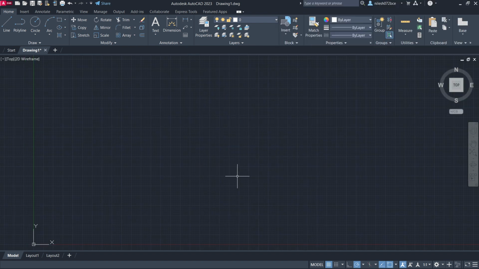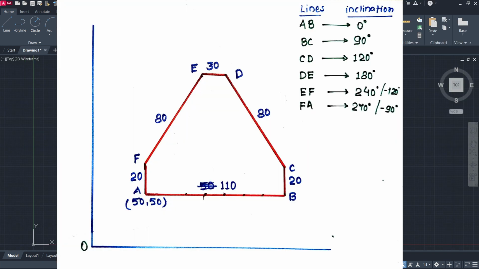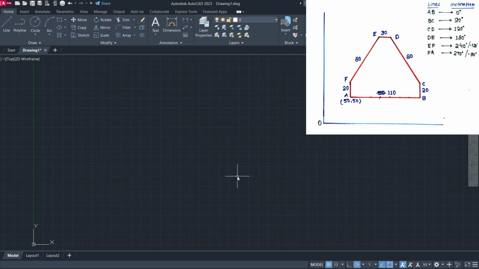Okay, now we want to draw this figure that is being shown on your screen. And now to draw this figure, we will be using the polar coordinate system. In the polar coordinate system, we will enter the distance and the angle. So let us first go to the line command, L, enter, and then it is asking for the first point. So 50, comma 50, enter. The first point has been defined.